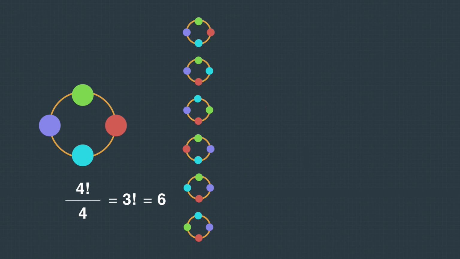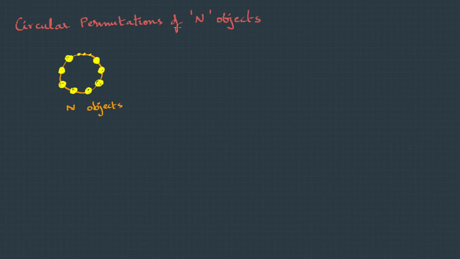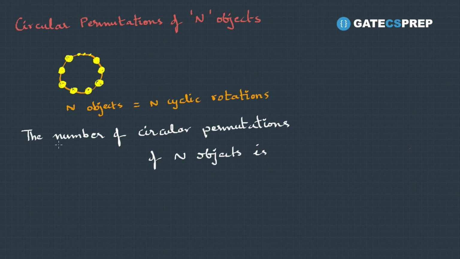Let's generalize this. Circular permutation of n objects. Here n objects are placed around a circle, and for n objects, they have n cyclic rotations. Therefore, the number of circular permutations of n objects: for n objects, there will be n factorial permutations. From that, whichever are repeating we eliminate, which is n. This is n minus 1 factorial.